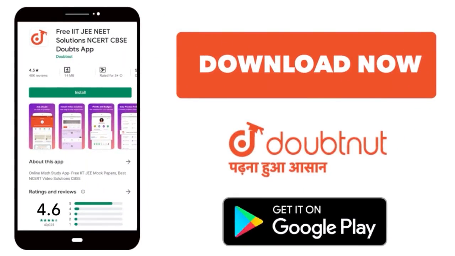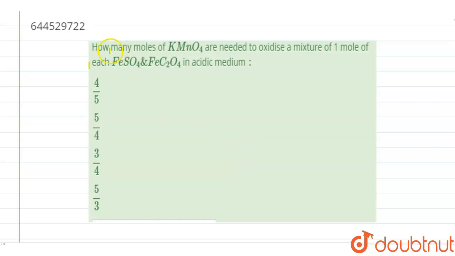Download Doubtnut app today. The question given here is how many moles of KMnO4 are needed to oxidize a mixture of 1 mole of ferrous sulfate and ferrous oxalate in the acidic medium. So we have to calculate out of the 4 options which one is correct.